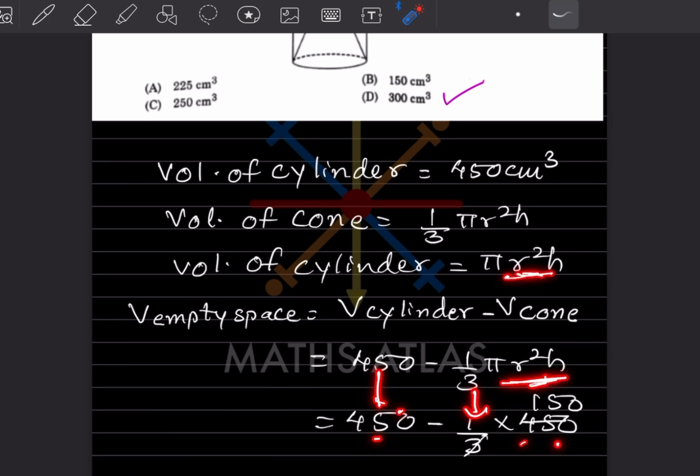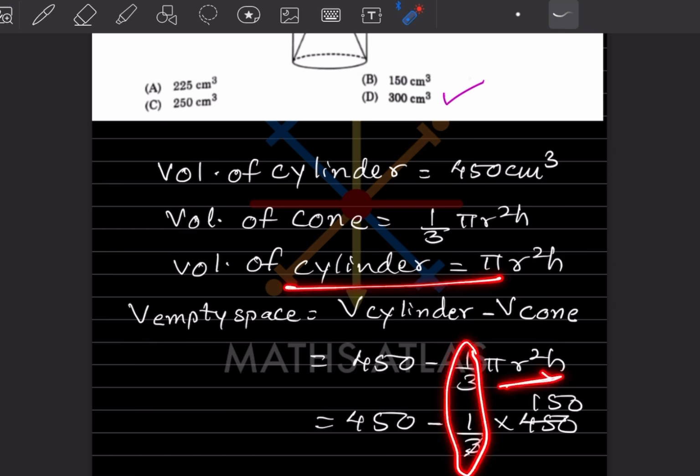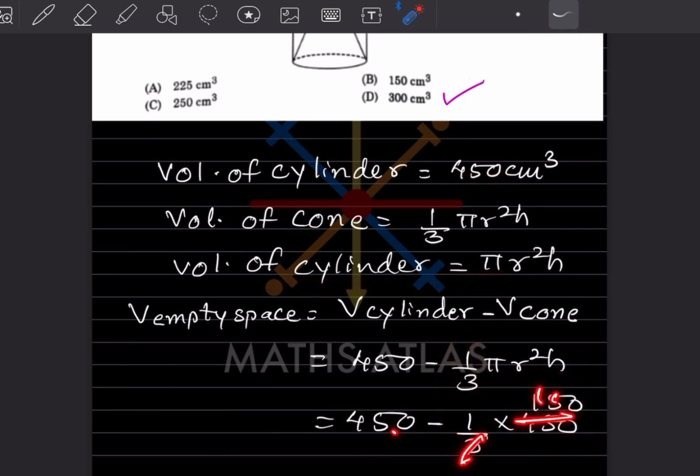Other things are not known, neither the radius nor the height. So this 1 by 3 we write as it is, and pi r square h is the volume of cylinder, and we know the volume of cylinder is 450. So in place of pi r square h, we can write 450. This is the important step. So 3 ones are 3, 150 3s are 450. So 450 minus 150 is going to be 300 centimeter cube. So this is the correct option.